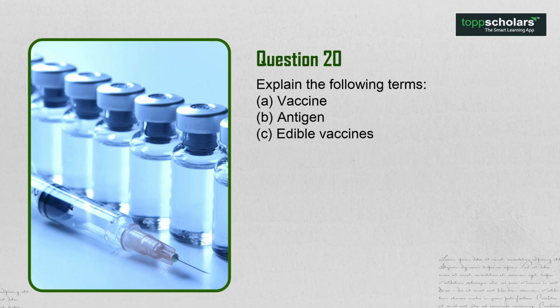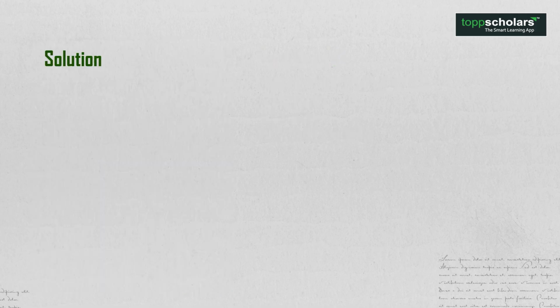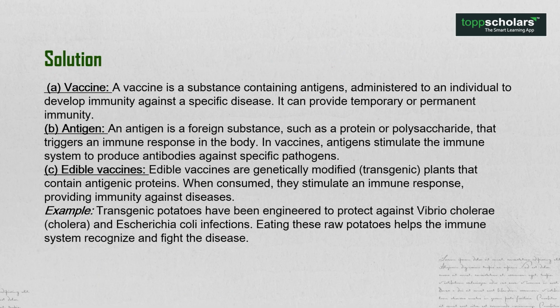Question 20. Explain the following terms. A. Vaccine, B. Antigen, and C. Edible vaccines. The correct answer is A. Vaccine. A vaccine is a substance containing antigens administered to an individual to develop immunity against a specific disease.